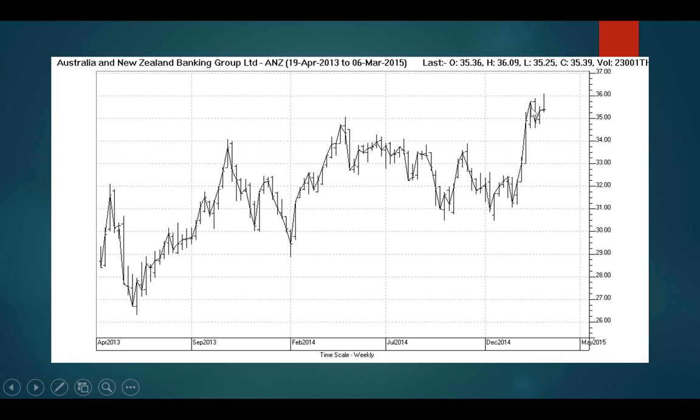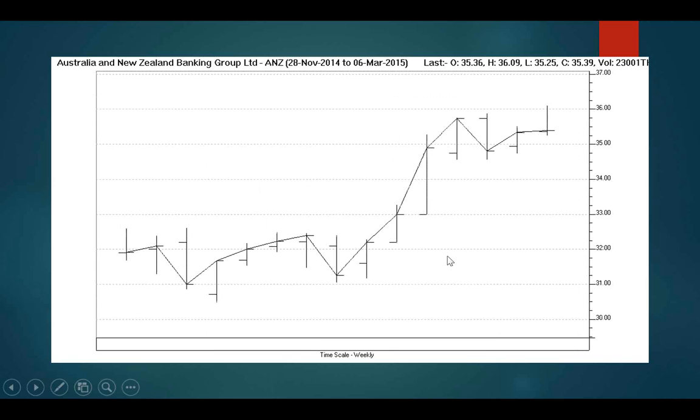Round here, you'll notice, let's see, I think we've got something a little bit further on. Okay, this is the combination. There's your line chart, and overlaid is the high-low, open-close bar chart.